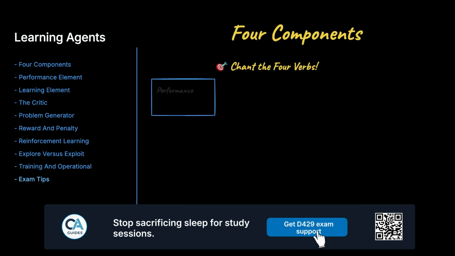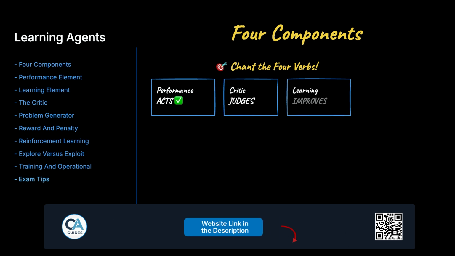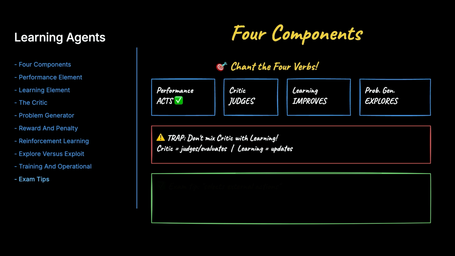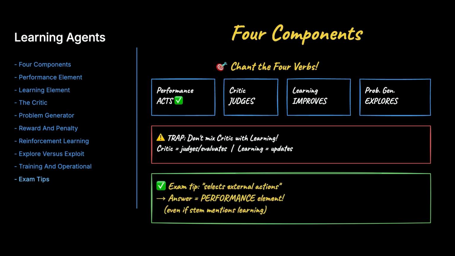For the exam, keep the four components distinct, because the favorite trap is mixing the critic with the learning element. Chant the four verbs. Performance acts, critic judges, learning improves, problem generator explores. And if a question says select external actions, the answer is the performance element, even when the stem mentions learning.